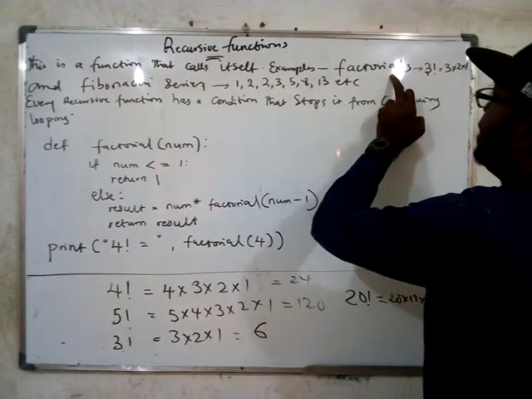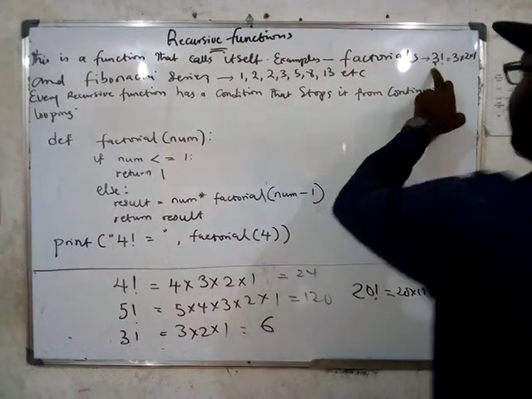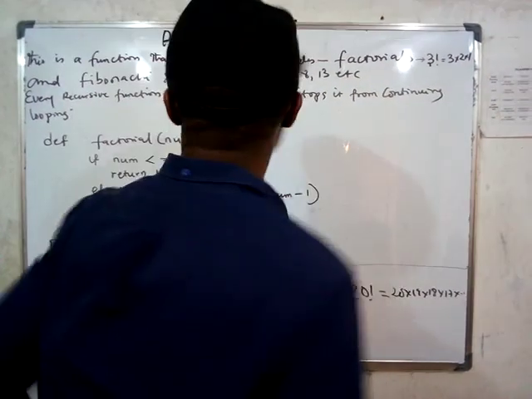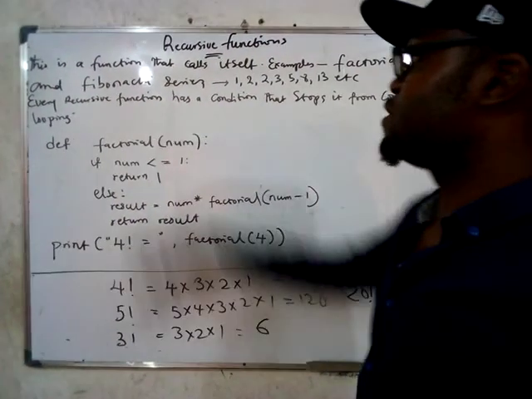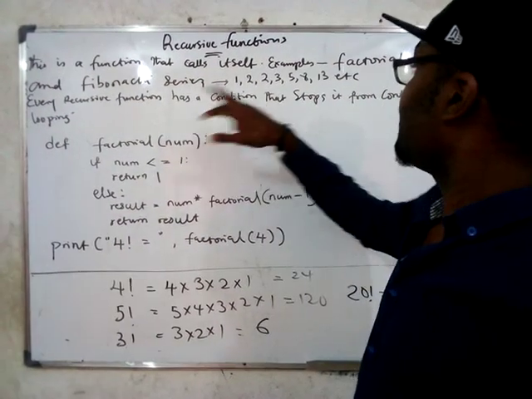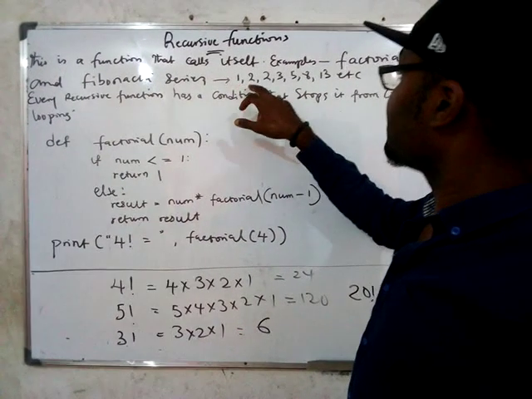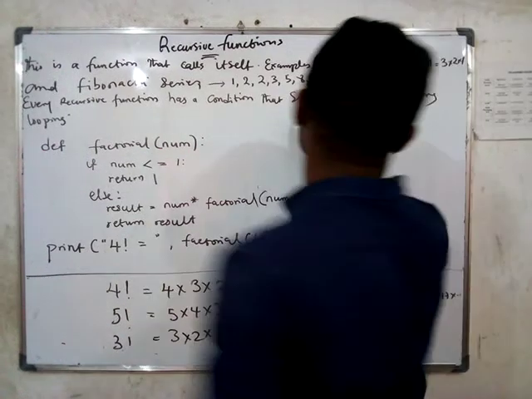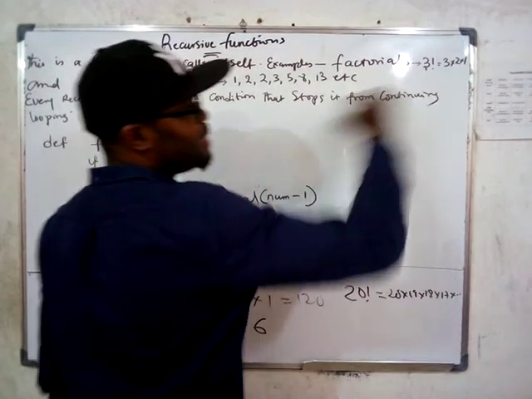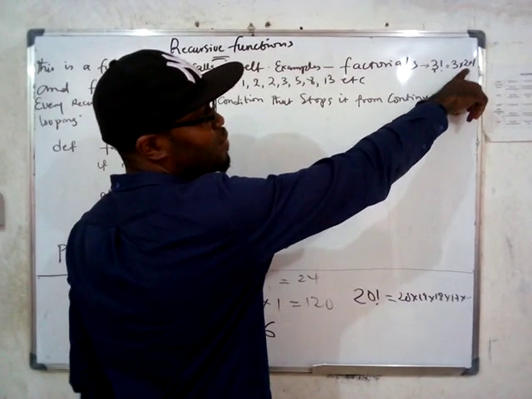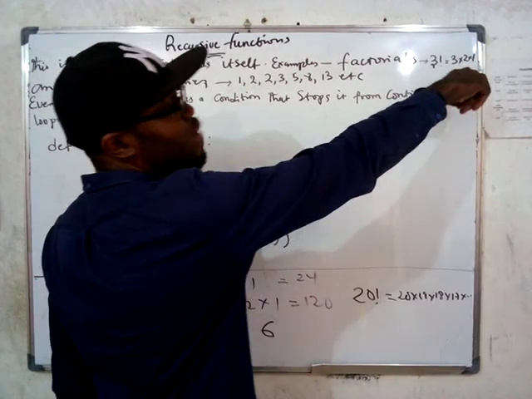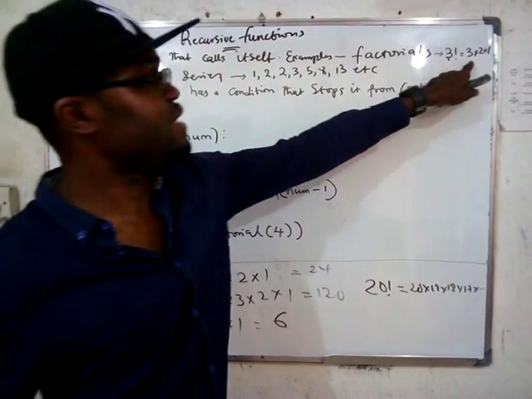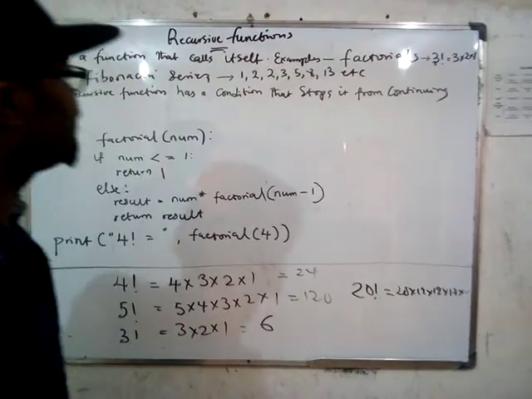An example is factorials, where we have something like 3 factorial, which is supposed to be 3 times 2 times 1. Another example of a recursive function is the Fibonacci series, where we have a series like 1, 2, 3, 5, 8, 13. If you look at this factorial, after having 3, you have a lesser number, which is 2, then a lesser number 1, multiplied together. So we want to write a program that can do this without you having to write it by yourself.